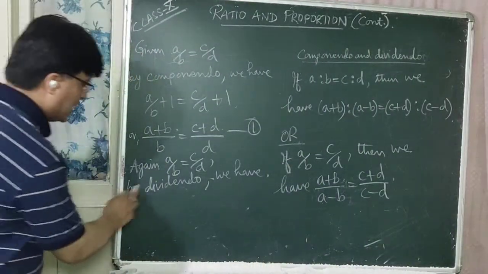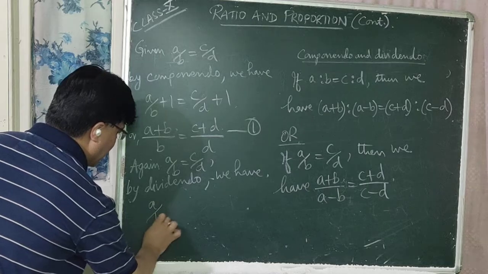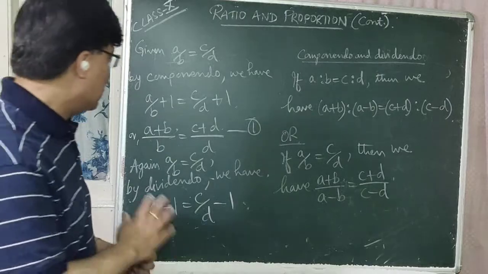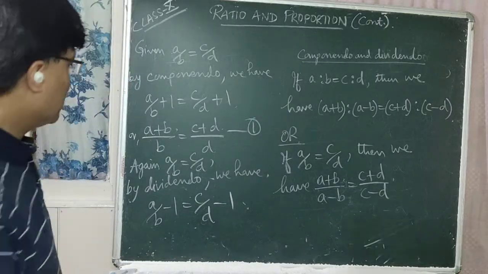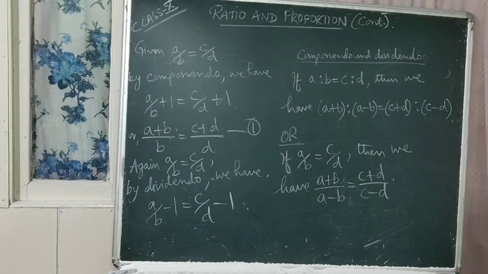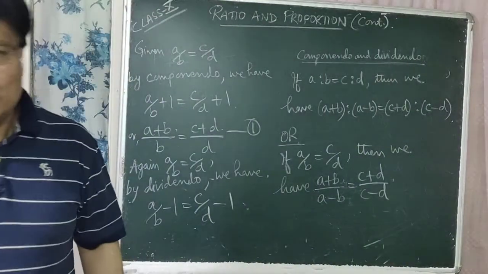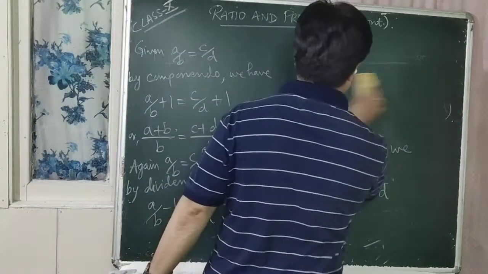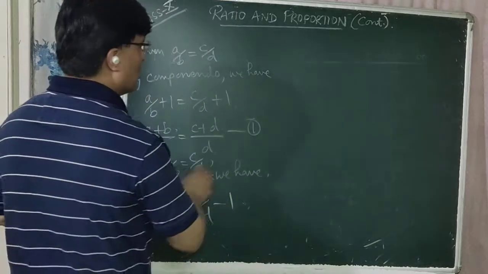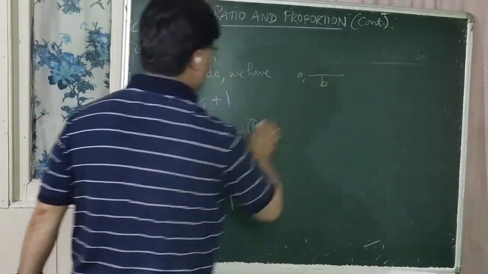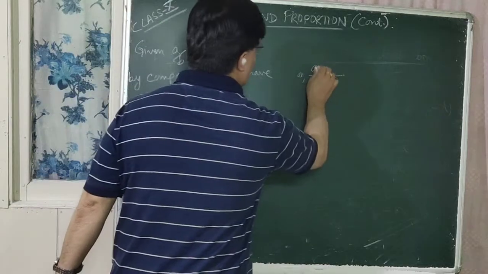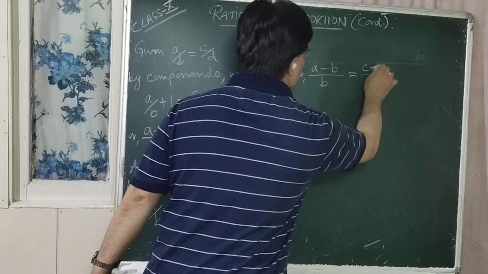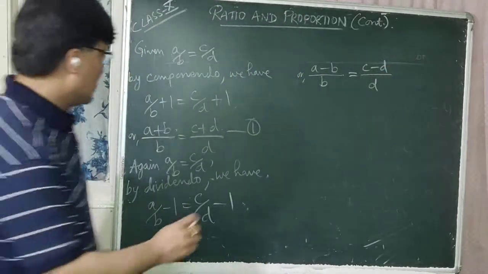So now, by dividendo, we have A by B minus 1 is equal to C by D minus 1, isn't it? Dividendo means we have to subtract 1 from both the sides. If 1 is subtracted from the left hand side, you should subtract 1 from the right hand side as well. Okay? So now it becomes, now what's the LCM? B is the LCM, right? So what is in the numerator? A minus B is equal to, what's the LCM here? D. So it is C minus D. Is that clear? So let us mark it number 2.